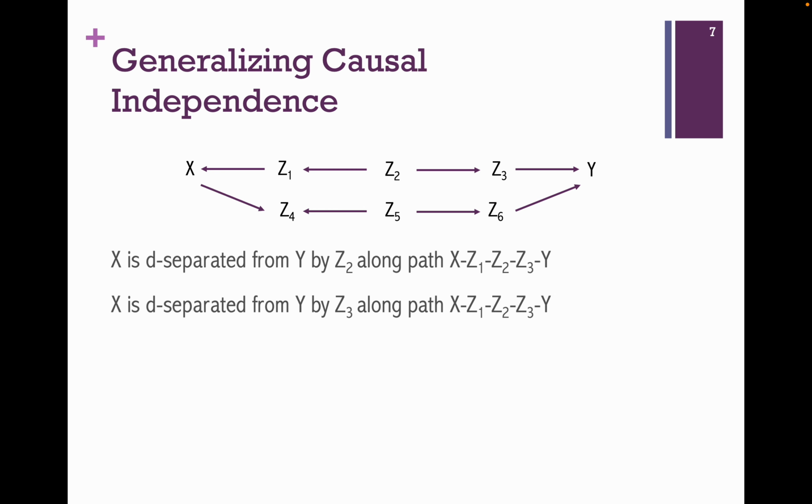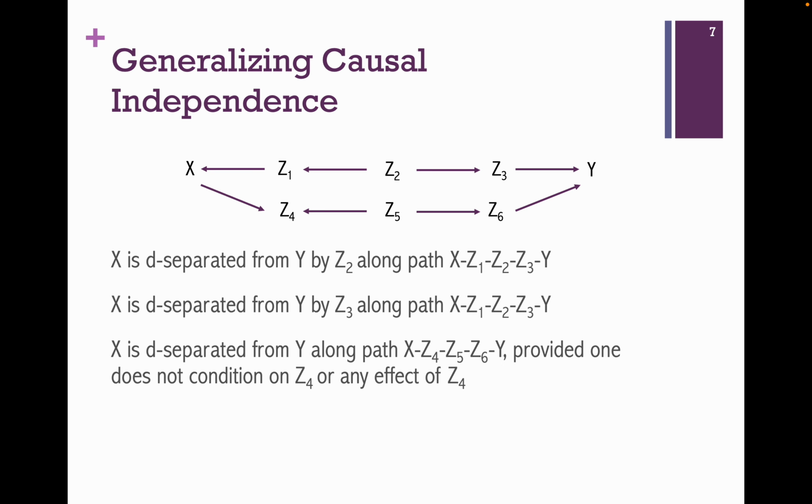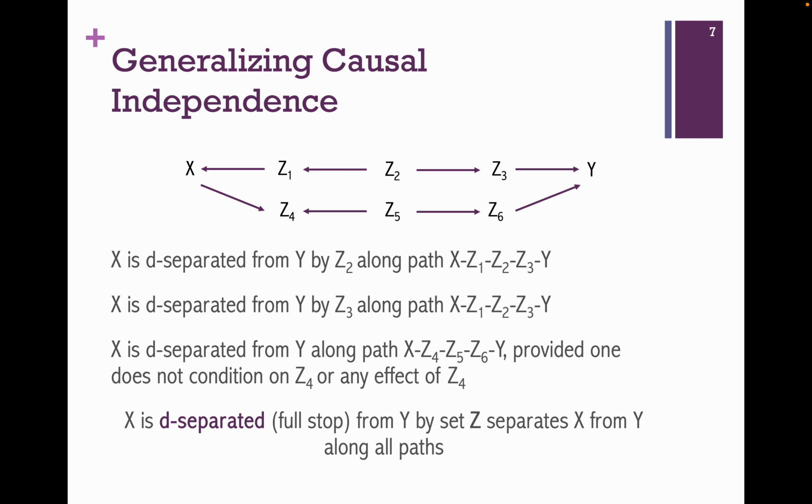Now suppose there's this additional path. Notice that z4 is a collider. As long as one does not condition on z4, or any effect of z4, x and y will be d-separated along that path. So x and y will be d-separated along a path if it either contains a common cause or chain where one does condition on it, or a collider where one does not. Finally, x and y will be d-separated full stop if they are d-separated along all paths between them.